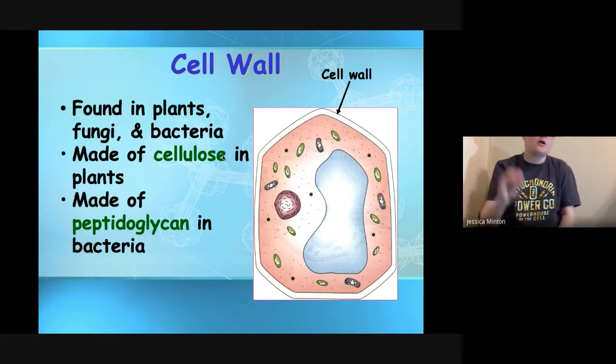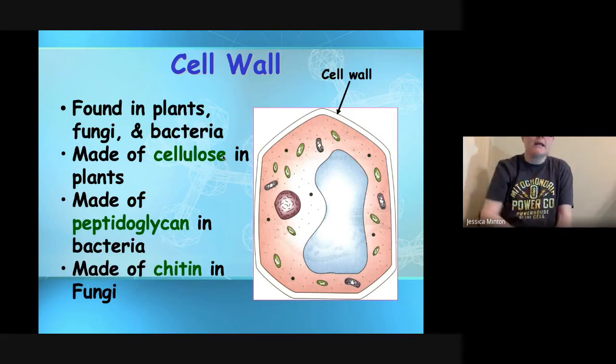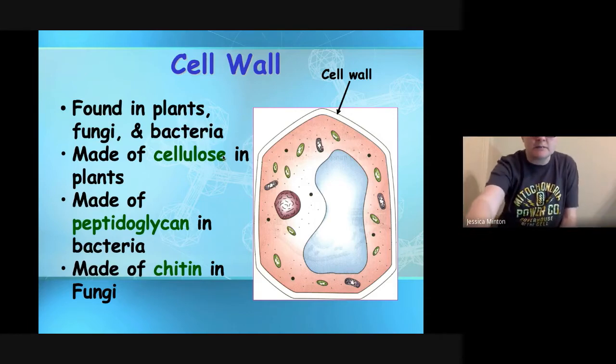Okay, so there are certain types of these biomolecules, as far as you're talking about carbohydrates, that animals cannot digest. Now, in fungi, the cell wall is made of chitin.